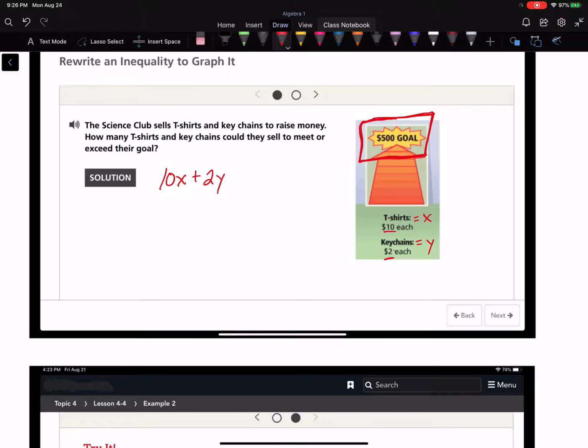We could exceed it. It says to meet or exceed their goal, so that means we can have greater than or equal to $500. We at least want 500, but it can be more. And then we graph this.